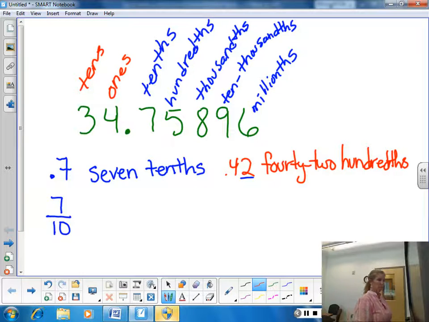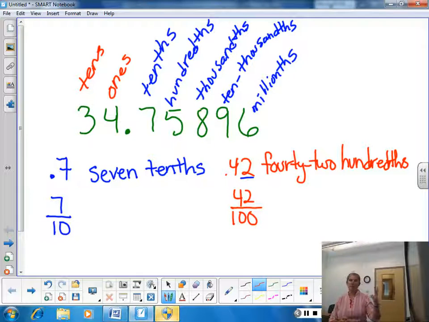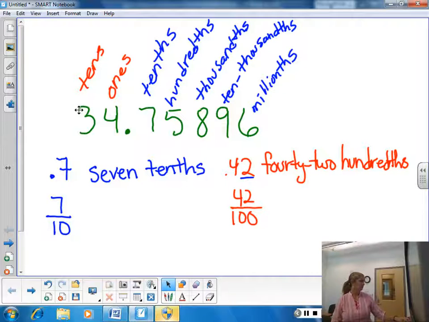But what if you were going to say that as a fraction? 42 hundredths, what does that look like? Well, it looks like 42 hundredths. Notice 2 decimal places, 2 zeros. So that's the direct correlation. The number of decimal places tells you the number of zeros.